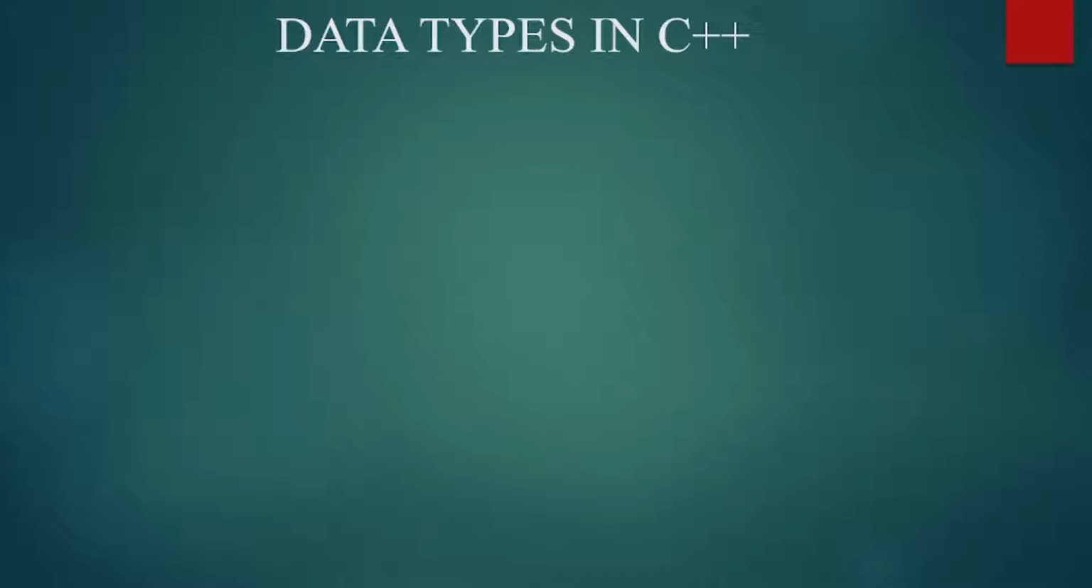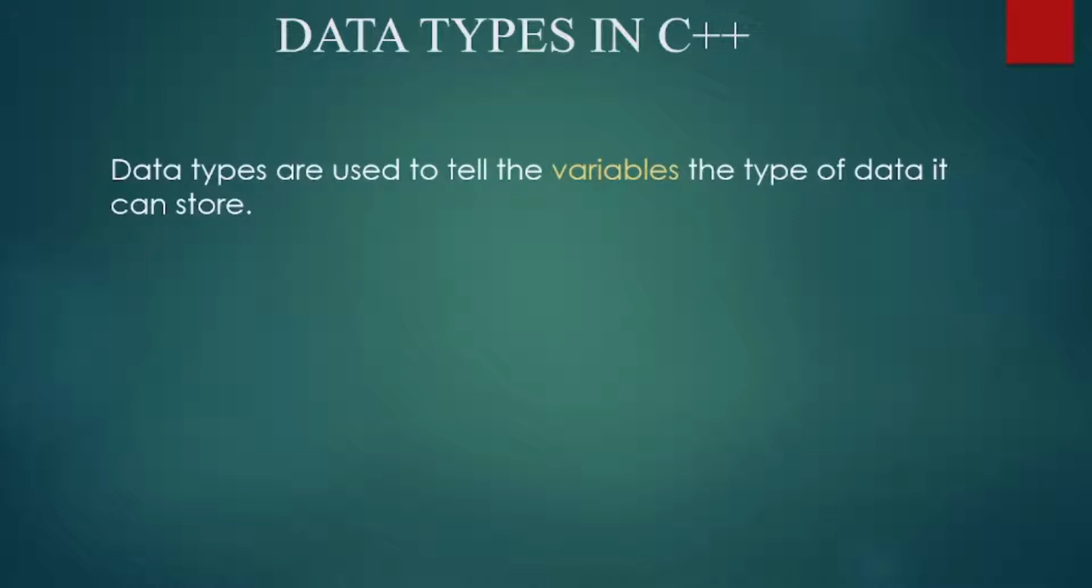So guys, the first thing is, what is a data type and why we use data types in every programming language. Well, data types are used to tell the variables the type of data they can store. So what does it mean? Please try to understand first what a variable is. Well, a variable is something that can store data.